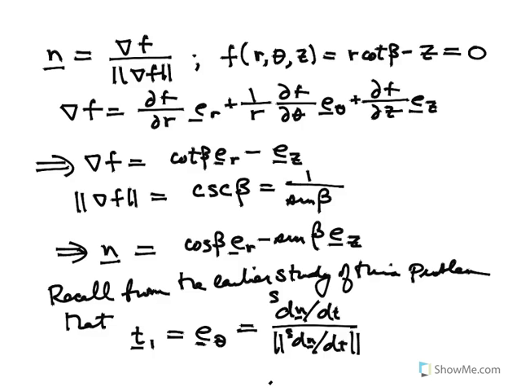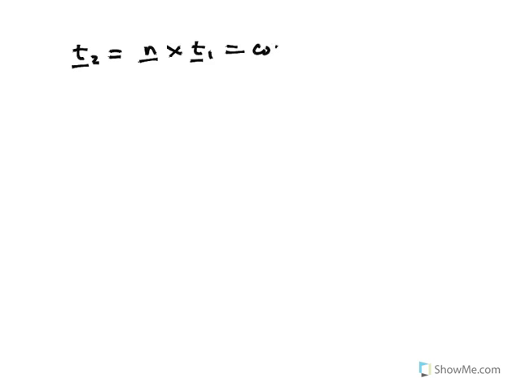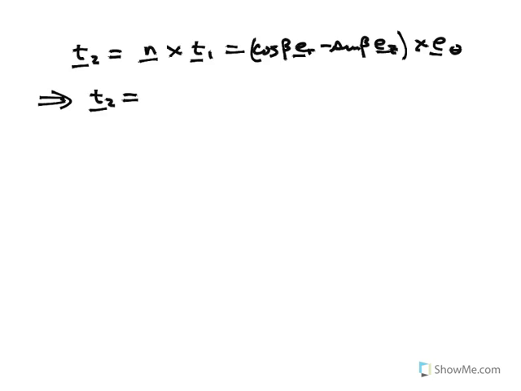And then we got that T2 was equal to n crossed with T1, which was equal to, well, when we do that, cosine beta er minus the sine of beta times Ez crossed with E sub theta. So T2 is equal to: ER crossed with E theta is EZ, and EZ crossed with E theta is minus ER. So I get sine beta ER plus the cosine of beta times EZ. So now I have T1 and T2. So now what we can do is take the components.